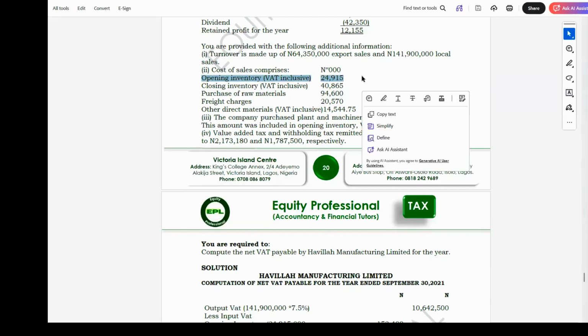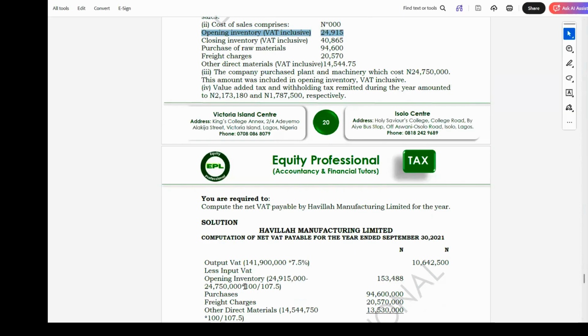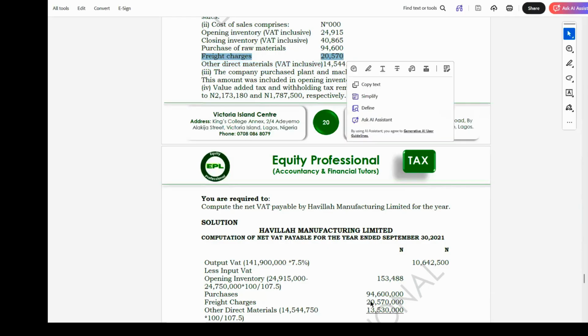How do we convert it to exclusive? By making it 100%. That means 100 divided by 107.5. This gives us 153,488. Then we add the purchases of raw material, 94,600. We have freight charges, which are also a direct cost, so we also take that 2,570. We also have other direct material, VAT inclusive. Because that is VAT inclusive, we also convert it to exclusive.